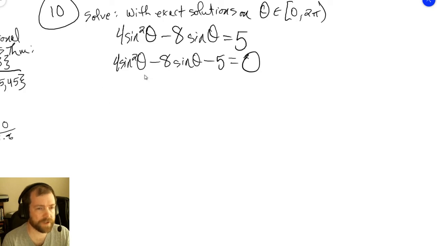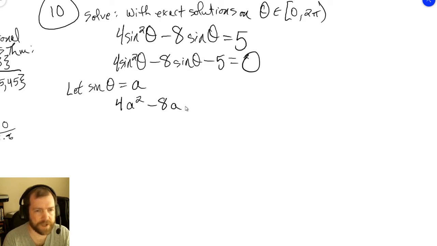Alright, so one way to deal with this, if you don't like how it looks, use algebra. Let the sine of theta be equal to a. So here I've got 4a squared minus 8a minus 5 equals 0. Well, that makes it a bit more manageable for those of you who don't particularly like having trig functions in the middle of your algebra.